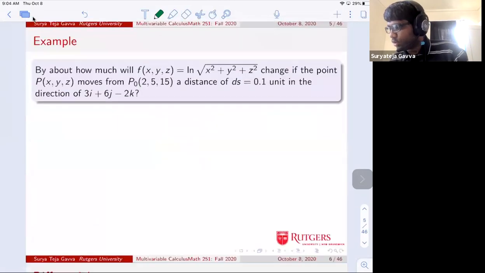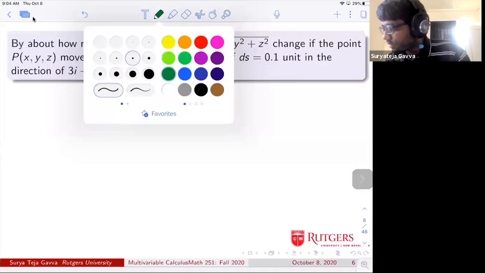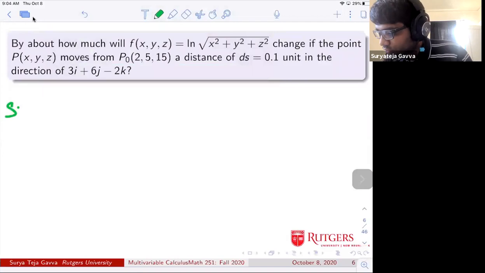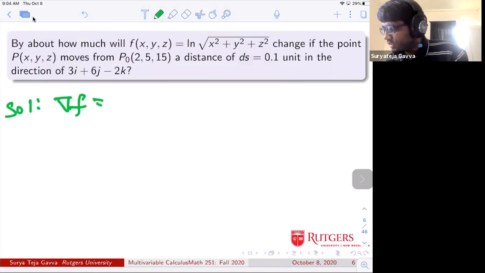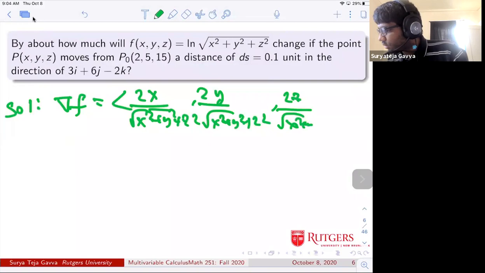So let's do one more. Now the function f is this function. The gradient f, if you compute it, is 2x over the square root of x squared plus y squared plus z squared, 2y over x squared plus y squared plus z squared, and 2z over the square root of x squared plus y squared plus z squared.